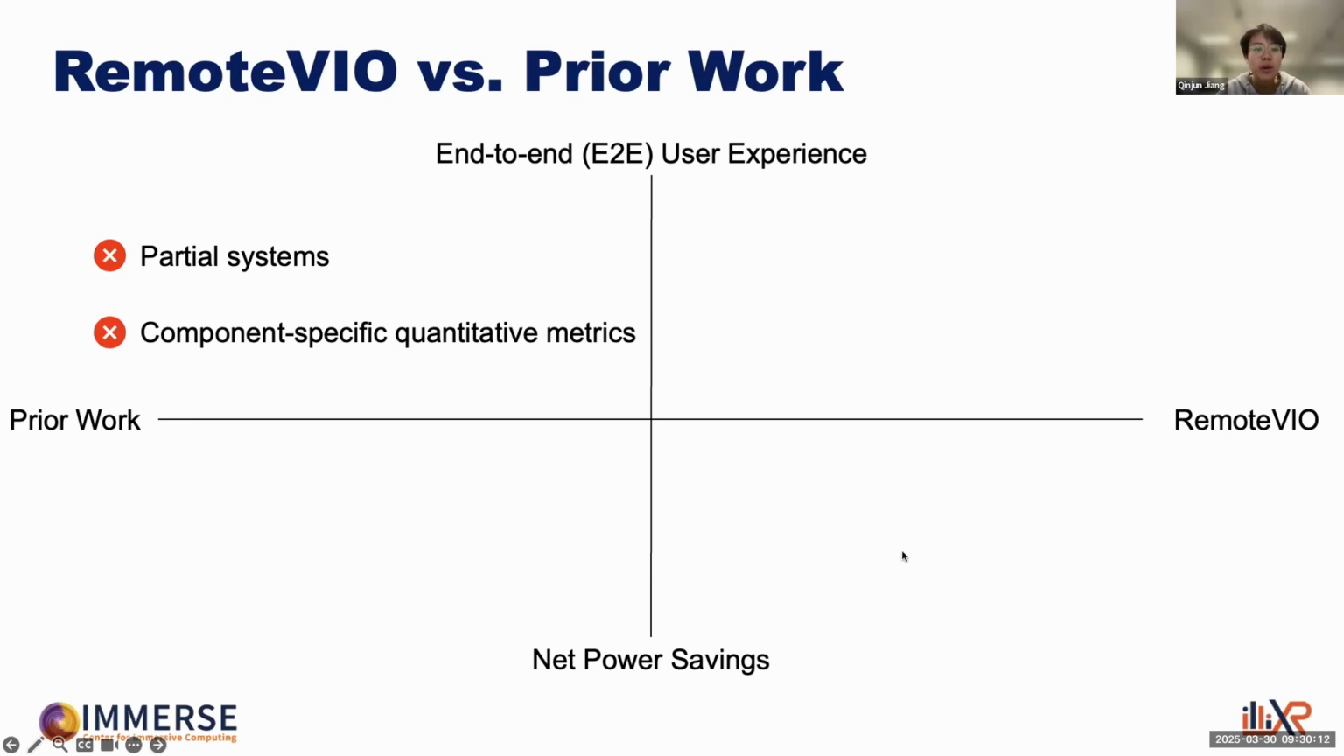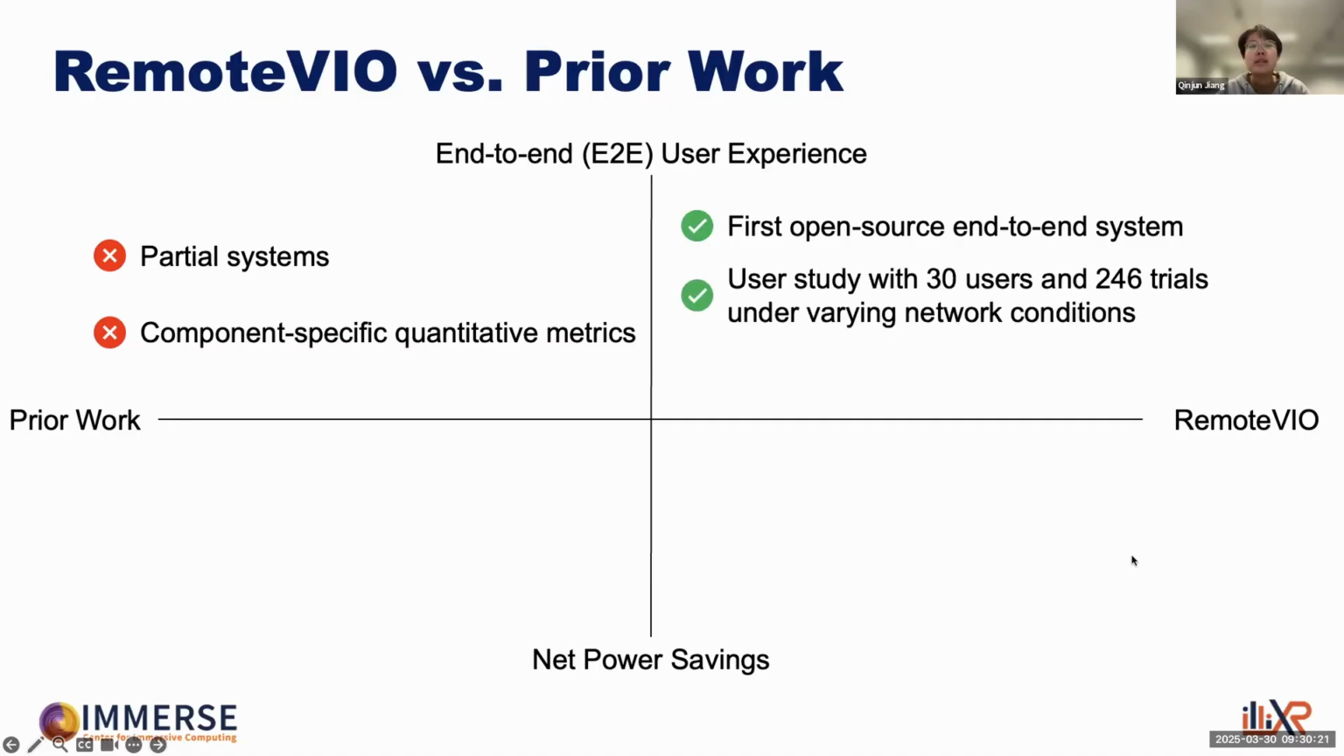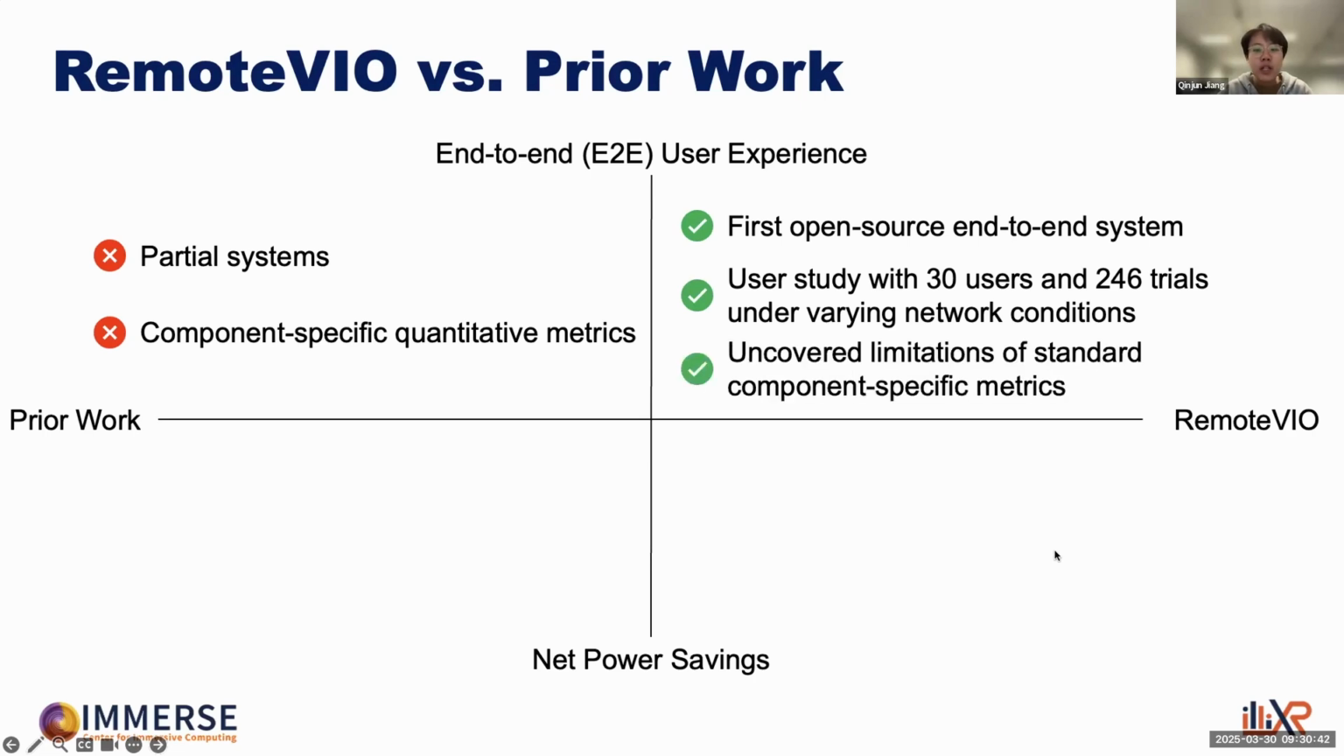In contrast, our work built Remote VIO, the first open-source end-to-end system with VIO offloaded. With Remote VIO, we conducted a user study with 30 users and 246 trials under various network conditions to prove that Remote VIO can preserve satisfactory user experience under normal network conditions. Also, by cross-checking the user experience with component-wise quantitative metrics, we uncovered the limitations of these standard metrics in representing user experience.